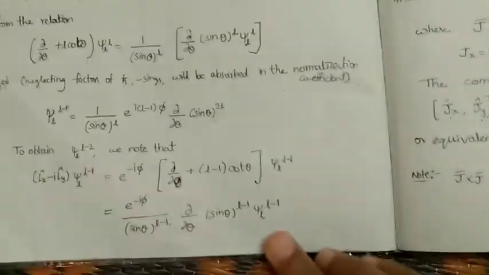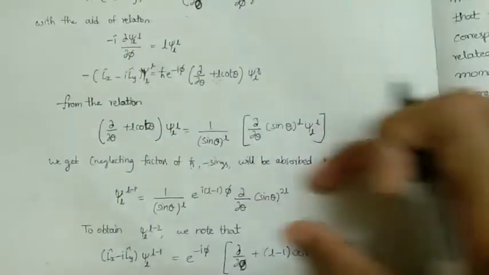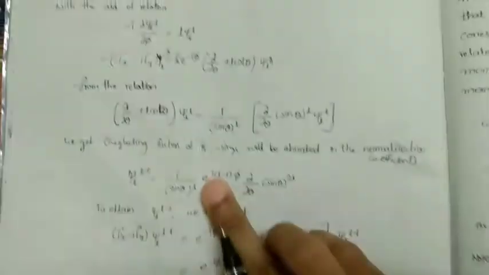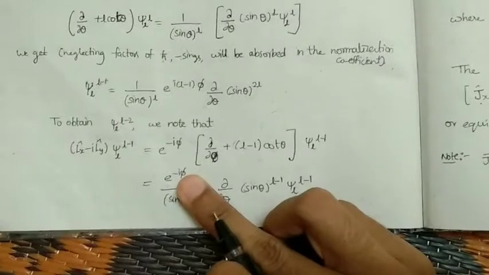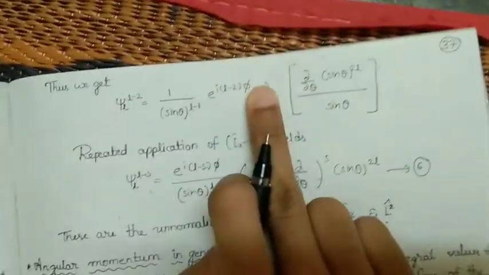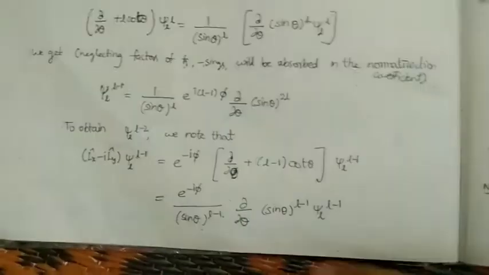So in the place of ξ_L^(L-1), we need to substitute this entire equation. So if we substitute here, we have e^(i(L-1)φ) times e^(-iφ). After simplification we would have e^(i(L-2)φ), and this sin θ to the power L-1 would remain as usual outside.